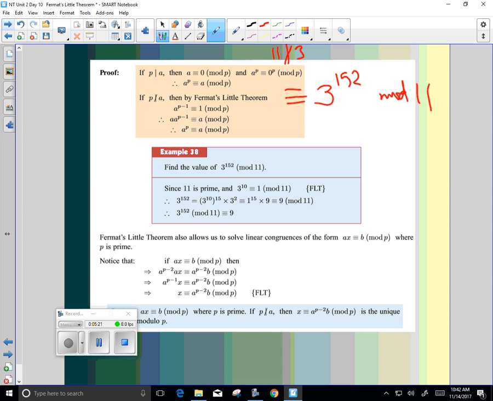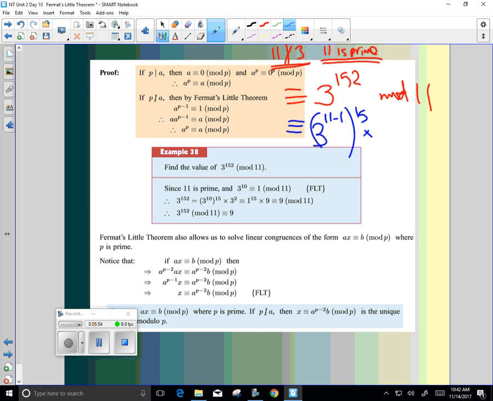No, it does not. And is 3 prime, or is 11 prime? 11 is prime. So because we have these two situations, we can say that this is going to be congruent to 3 to the, remember it's p minus 1, 11 minus 1, which is 10, to the what? 15th.